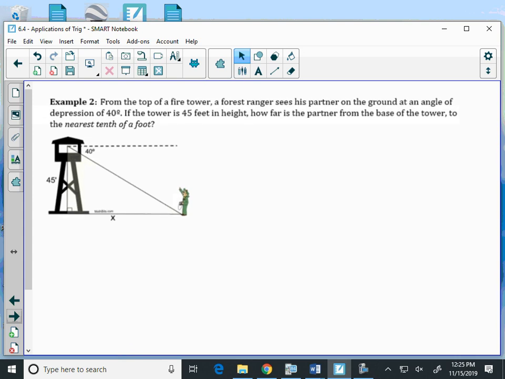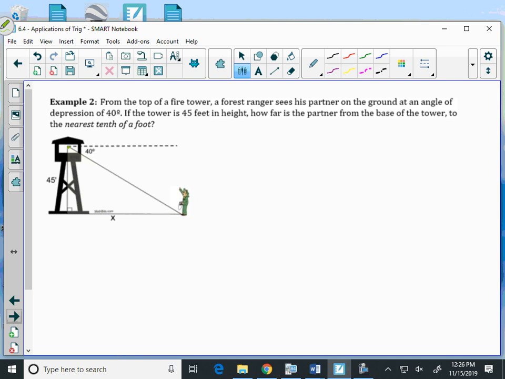If we take a look at example 2, from the top of a fire tower, a forest ranger sees his partner on the ground at an angle of depression of 40 degrees. If the tower is 45 feet in height, how far is the partner from the base of the tower to the nearest tenth of a foot?